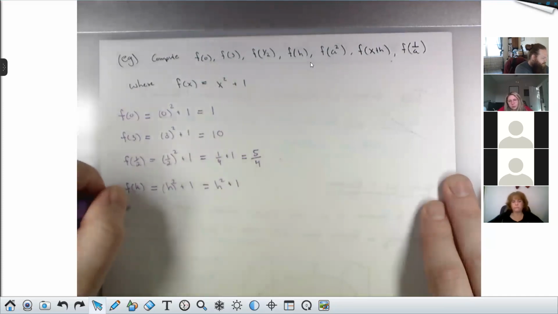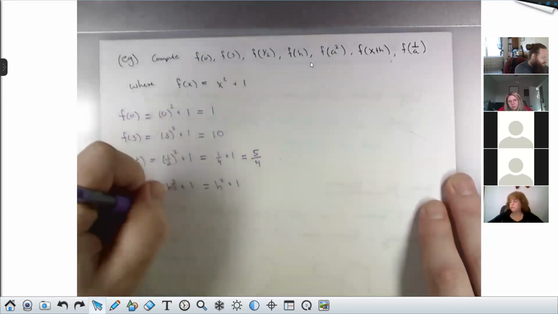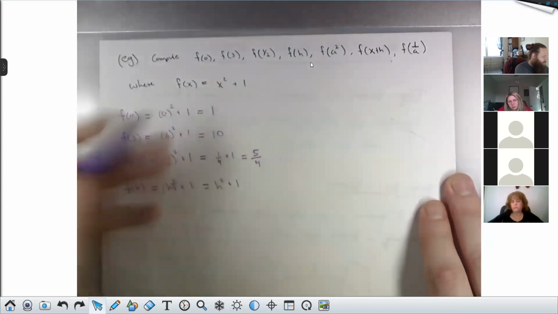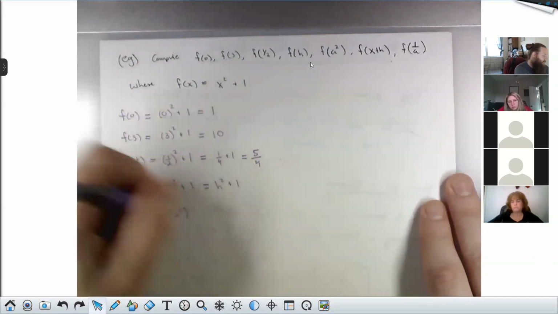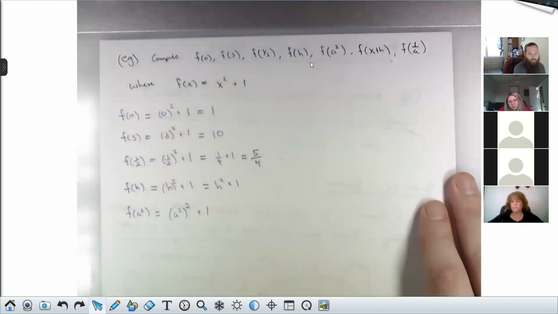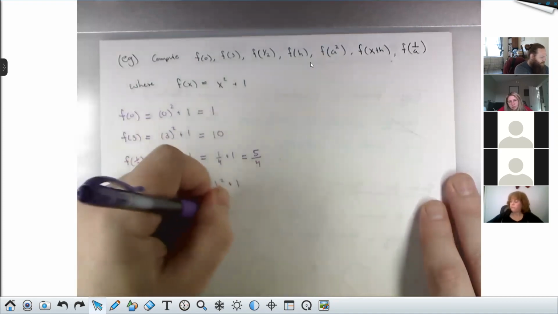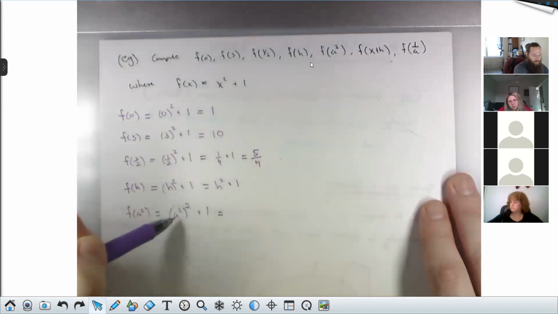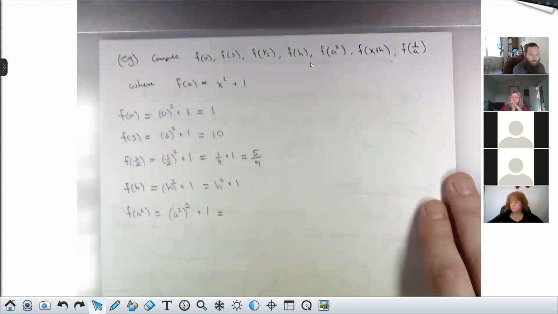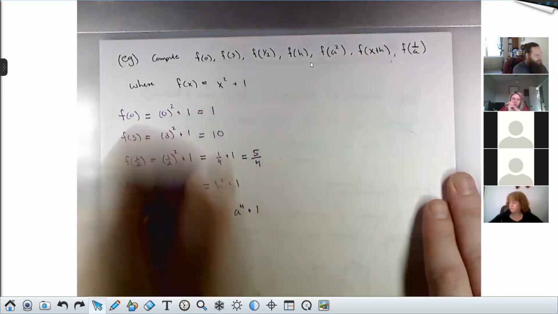F of a squared is what I was asked for next. So everywhere I see an x in this formula, I'm just going to swap it for parentheses a squared. So I have a squared squared plus 1. And the square of a squared, that's a squared times a squared. And you remember you can use that rule for exponents that we learned last week. When you raise a power to a power, you multiply the powers. So this would be a to the 4 plus 1.